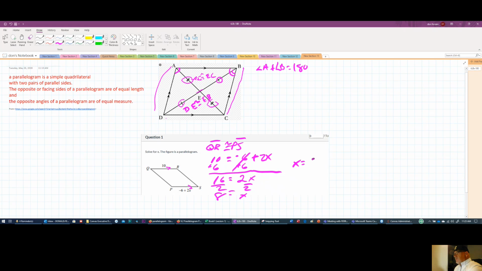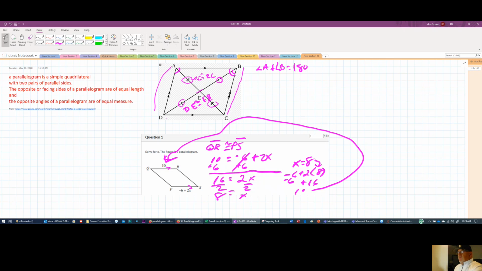So x equals 8. And if I just plug that back in, we've got negative 6 plus 2 times 8. We just substituted 8 back in. 2 times 8 is 16, and we've got negative 6. Negative 6 plus 16 equals 10, and 10 is equal to 10. There, boom, we're good. So the answer here is x equals 8. Okay, that's the first one.